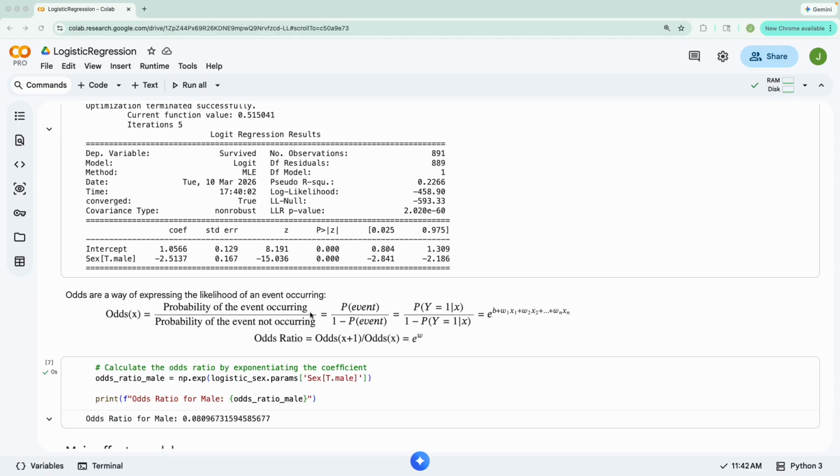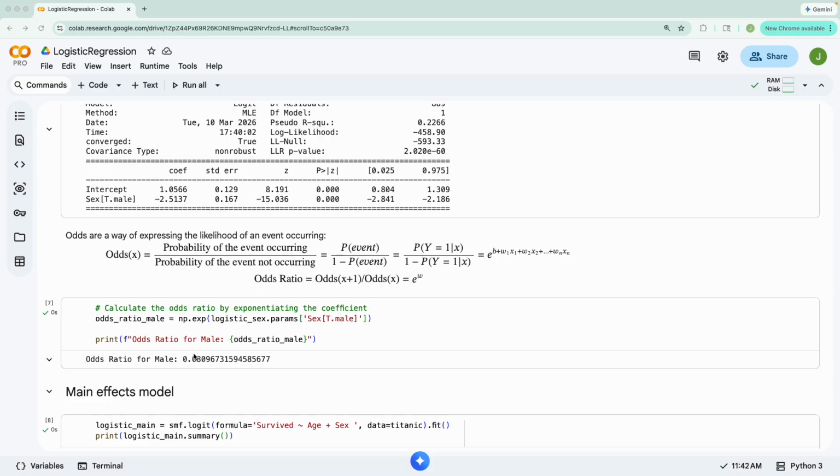The odds are the probability of the event occurring divided by the probability of the event not occurring. So this is the odds of survival, and it has this relationship. When we take the odds ratio, that is, when it's x plus 1 versus x, we just exponentiate the weight. So the odds ratio for a male surviving compared to a female surviving is 0.08. That is, males' odds of survival is 0.08 that of women's. It's much smaller, and it's a multiplicative factor.